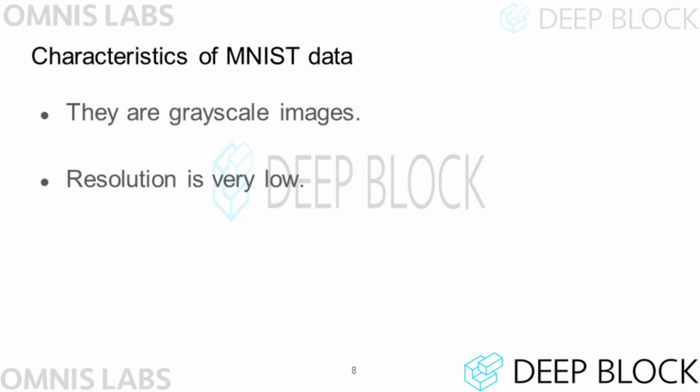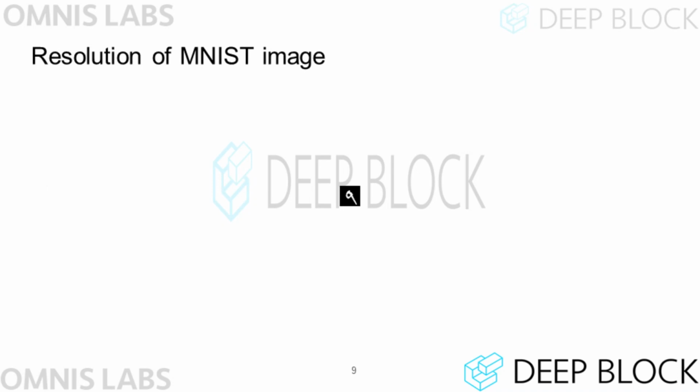As you can see in the previous image, MNIST image data are grayscale images, and the resolution of each image is very low. If you open one MNIST image file in its original resolution, you can see that the original size of the photo is very small, as follows.